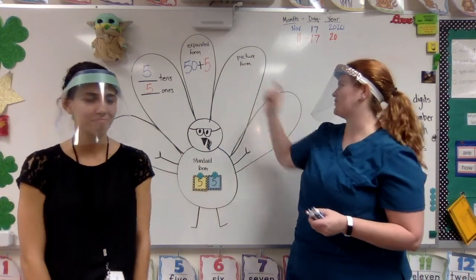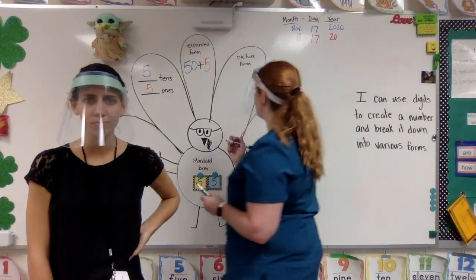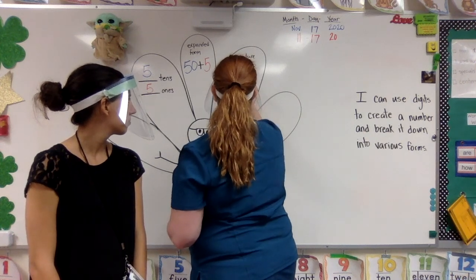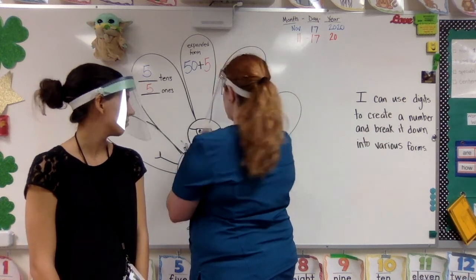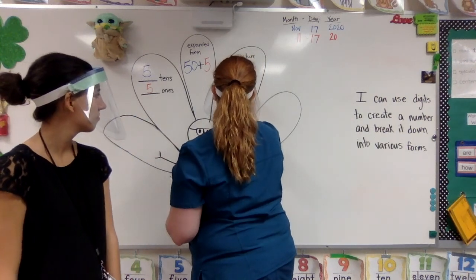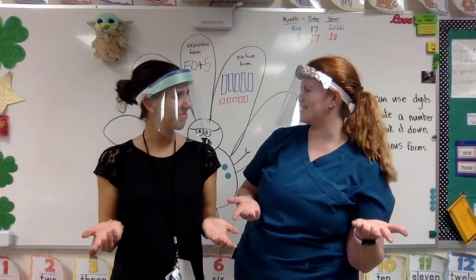Ooh, now I need my picture form. I have 5 tens and 5 ones. So I'm going to draw 5 tens and 5 ones. Just like that. Whose turn is it, Miss Lestico?